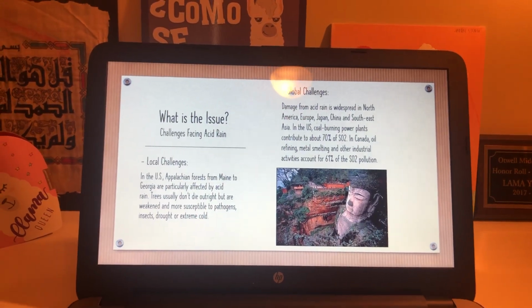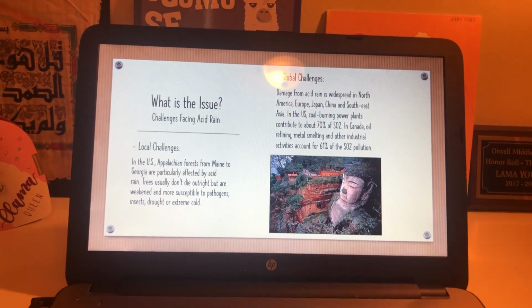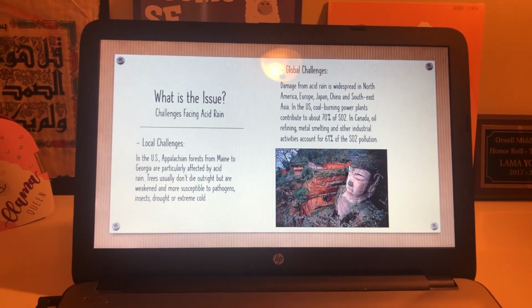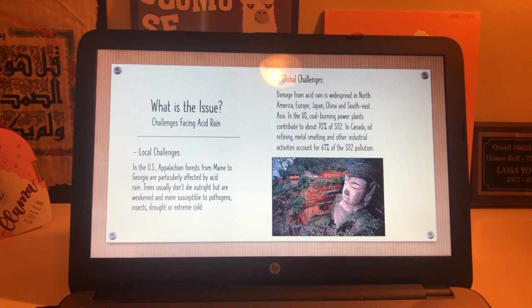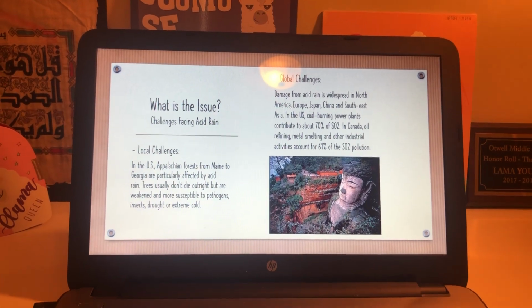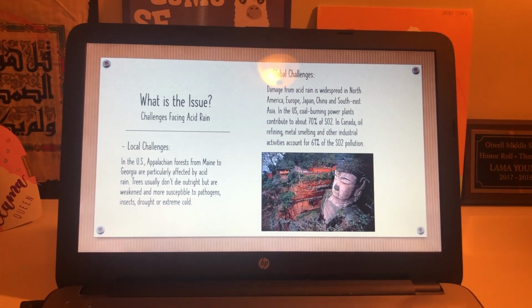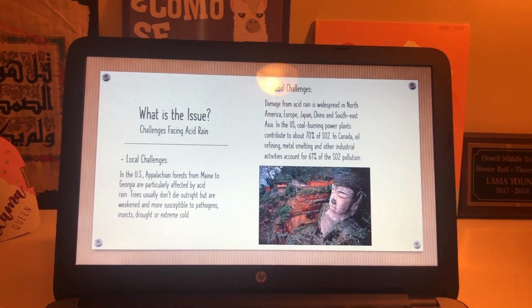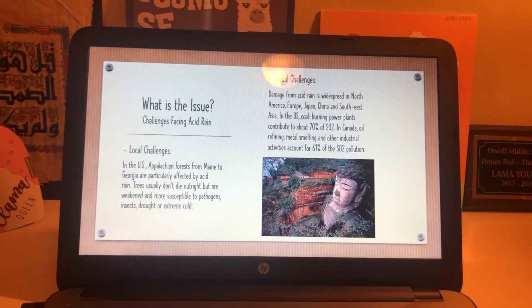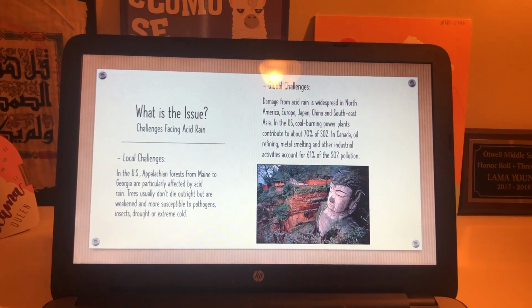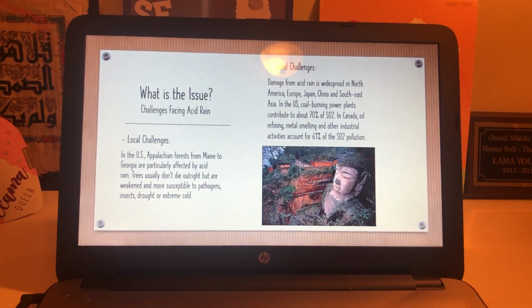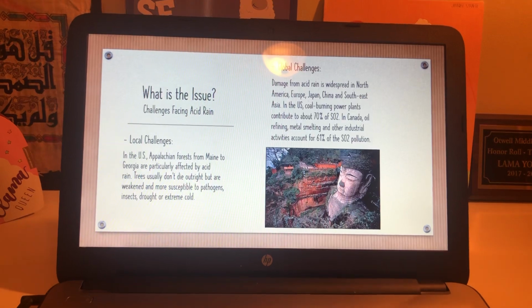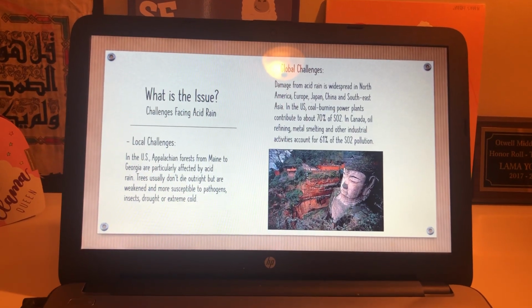On the local level, in the U.S., Appalachian forests from Maine to Georgia are particularly affected by acid rain. The trees in these areas don't usually die outright, but they're weakened and more susceptible to pathogens, insects, drought, or extreme cold. On the global level, damage from acid rain is widespread in North America, Europe, Japan, China, and Southeast Asia. As you can tell, it doesn't just pertain to the United States.